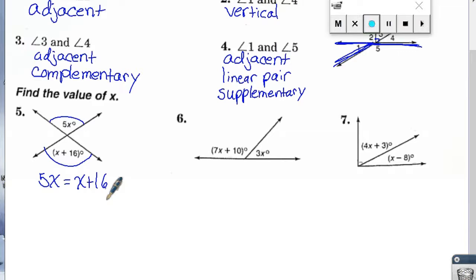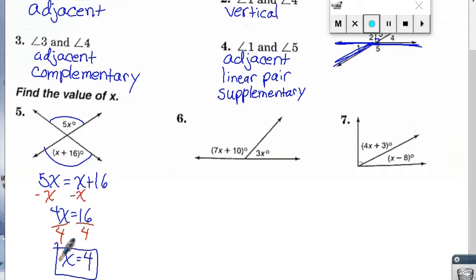Let's go ahead and solve it. Subtract x from both sides, and we have 4x equals 16. Divide both sides by 4, and we have x equals 4. The directions say find the value of x. There we go. Okay, next up, number 6.